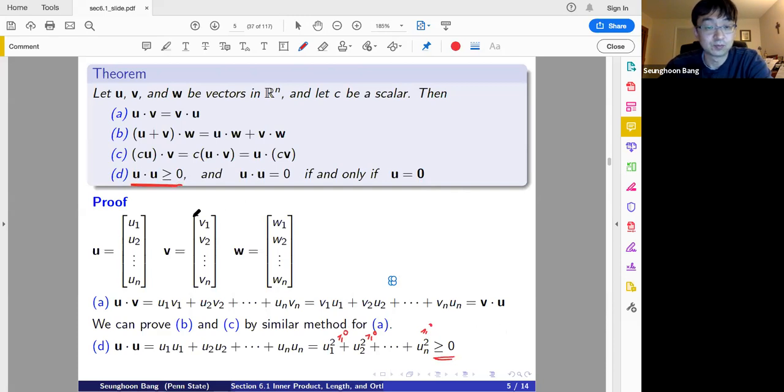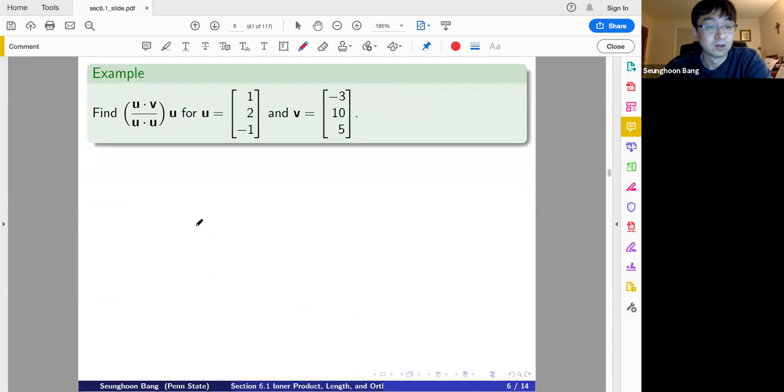Next, u dot u equals 0. What does it mean? Each term must equal 0: u1 squared equals 0, u2 squared equals 0, un squared equals 0. Each ui squared is 0. So what does it mean? The vector u is the zero vector. All entries are 0.